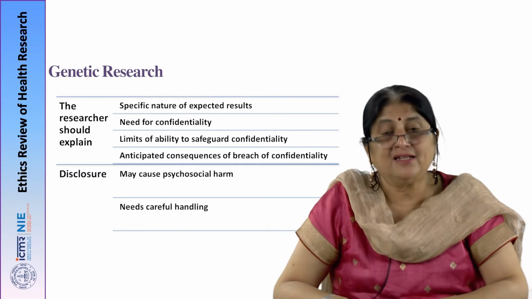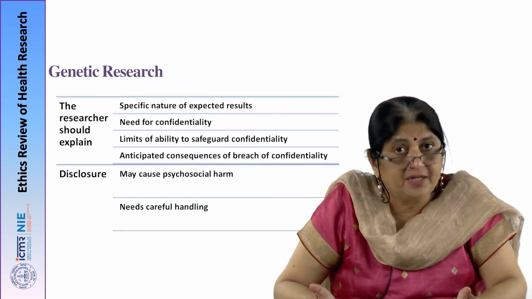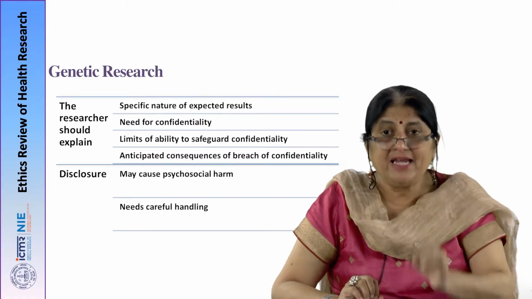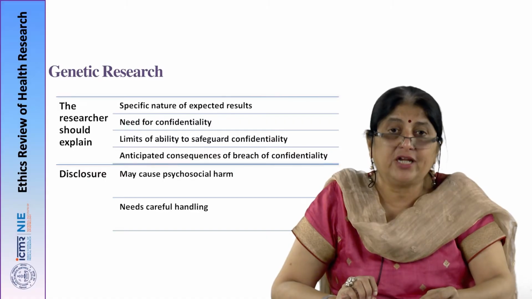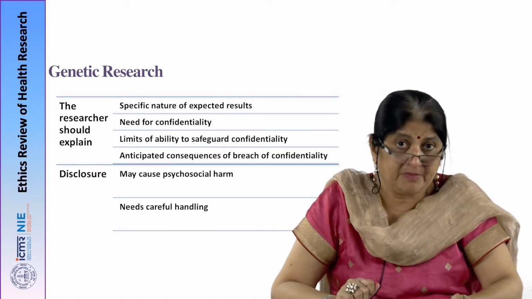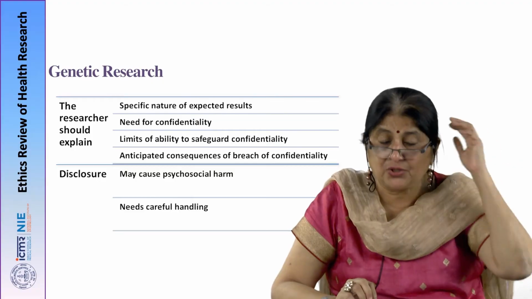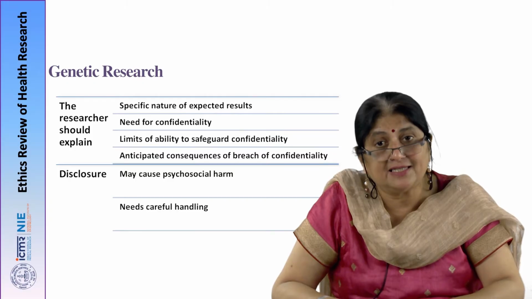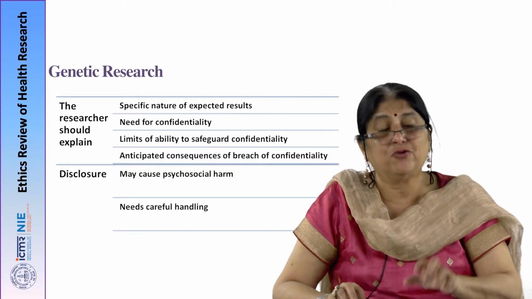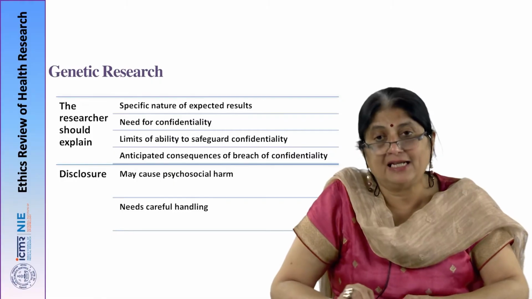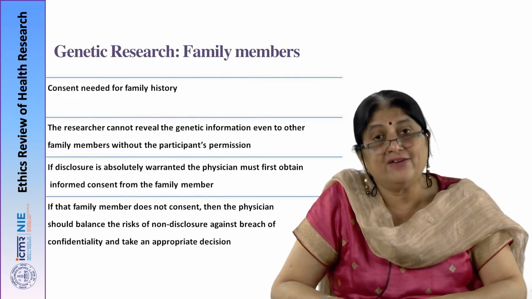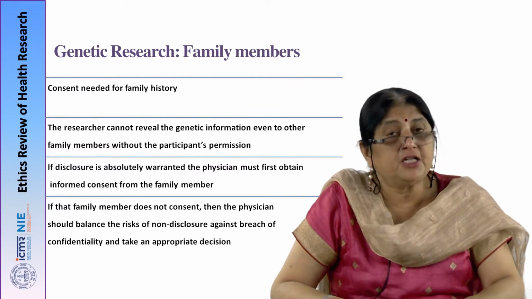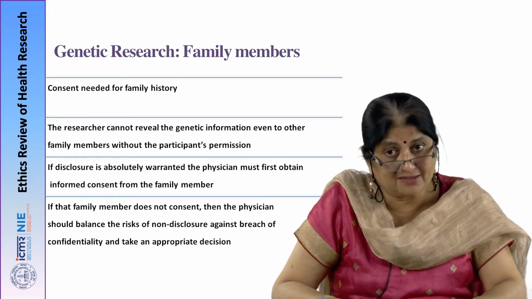You must also explain the need for confidentiality and why this won't be shared with anyone. At the same time, also explain that there may be limitations and there may be occasions when breach of confidentiality may happen, and we will come to this in due course. But remember that disclosure of the results itself may cause psychosocial harms and therefore needs very, very careful handling and trained individuals. When research is being done on family members of an index case, the consent of each person whom you are going to test must be taken.